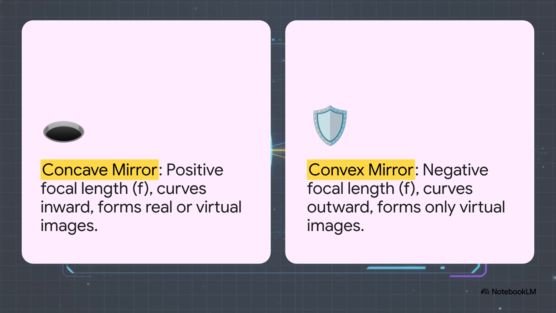In sharp contrast to that, we have the convex mirror. It curves outward, scattering the light rays away. It has a negative focal length, and because of that spreading effect, it can only ever form virtual images. This scattering also impacts the lateral magnification, meaning convex mirrors produce smaller, demagnified virtual images. That's exactly why you see them used as wide-angle security mirrors.